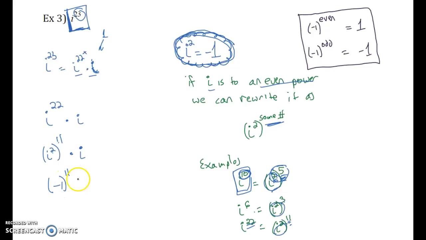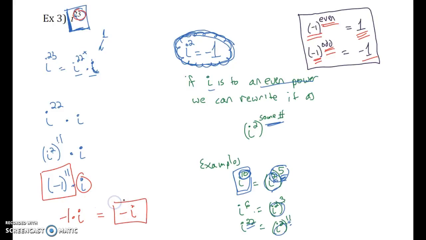If I have -1 to the 11th power times i, we're going back to a fun fact from Algebra 1, which is basically, if you have -1 to an even power, it's going to be +1. If you have -1 to an odd power, it's going to be -1. And here we have -1 to an odd power, so that's going to be -1. That i that we had to pull out to make this number even is still chilling out there, so we have to take that with us, and this is going to end up equaling -i. That's the final answer on that.